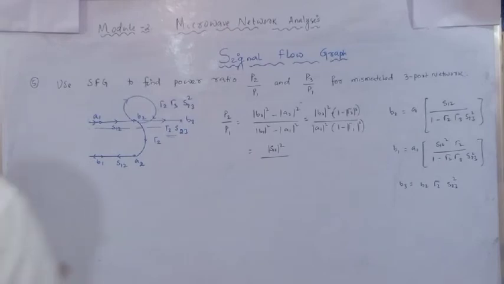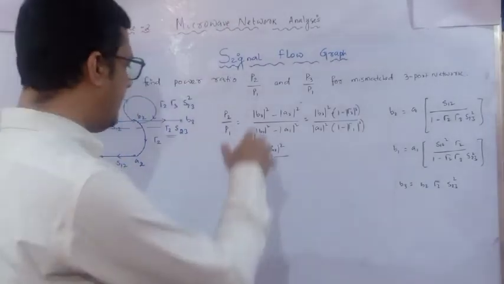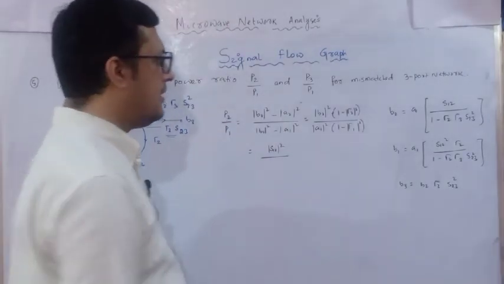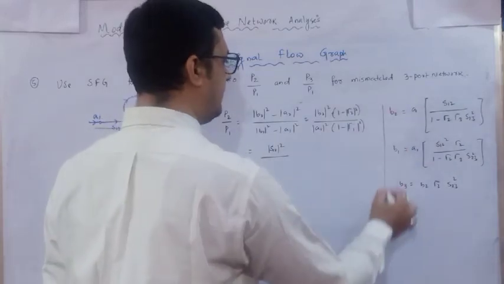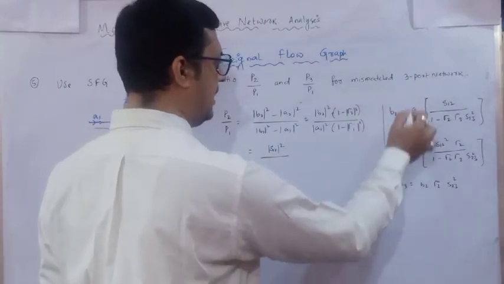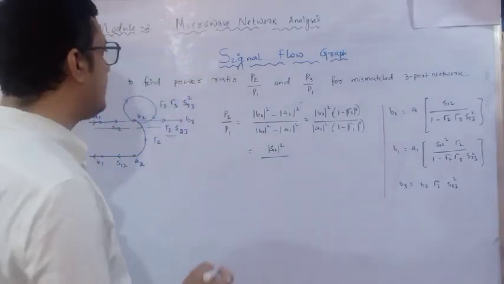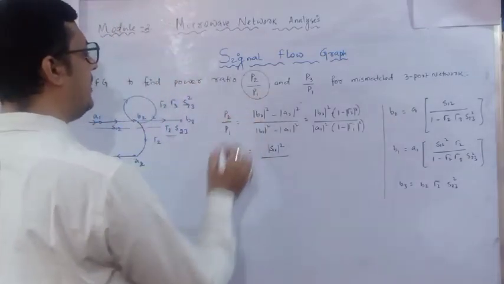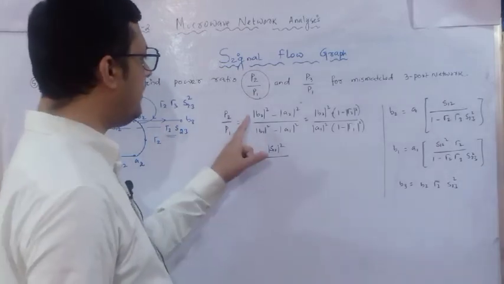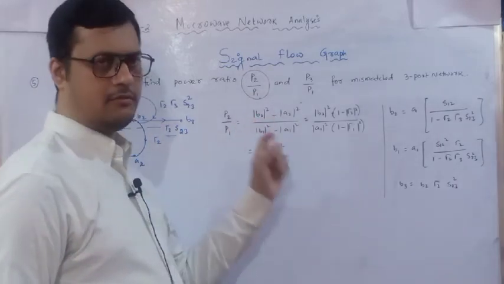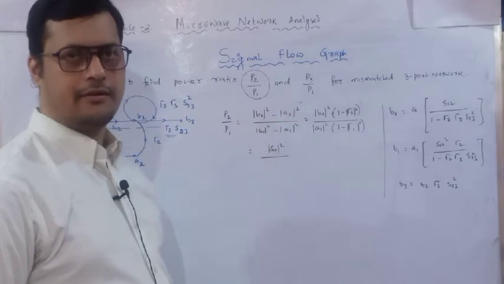Okay, once again I have erased it and I have written so that flow will be there. As we have identified B2, B1, B3 in terms of A1 and in terms of B2, we have to identify the ratio P2 by P1. So P2 by P1, as I have written, is B2 square minus A2 square divided by B1 square minus A1 square.